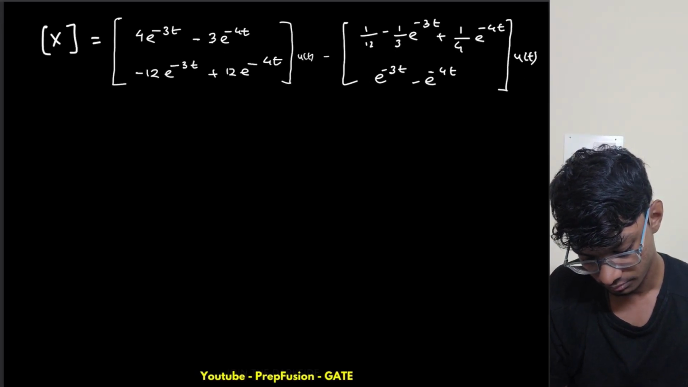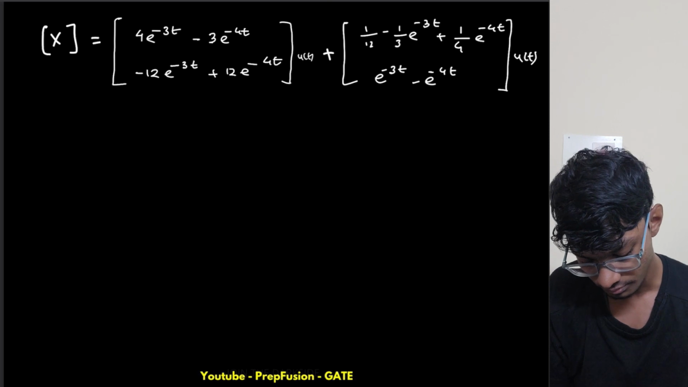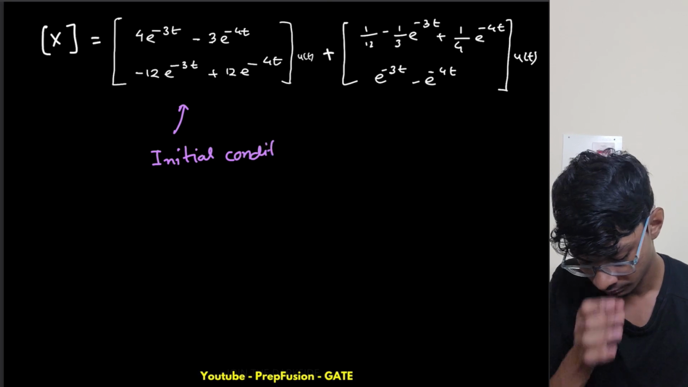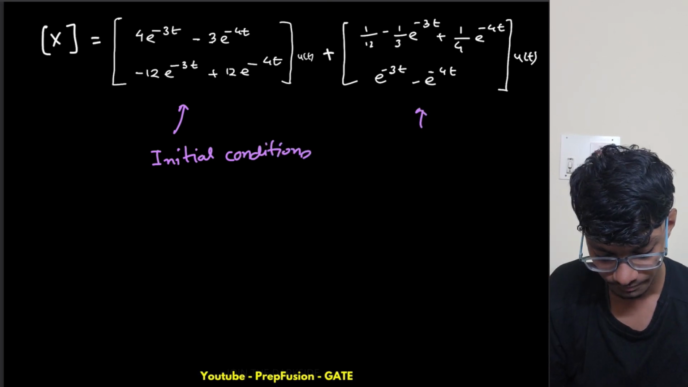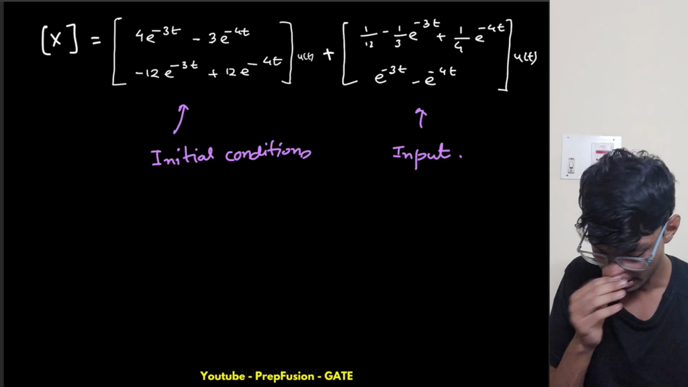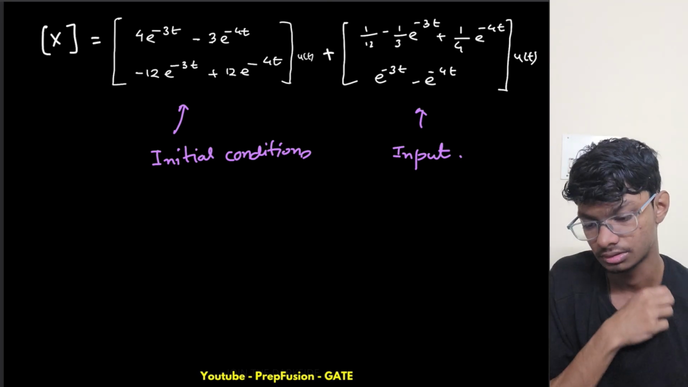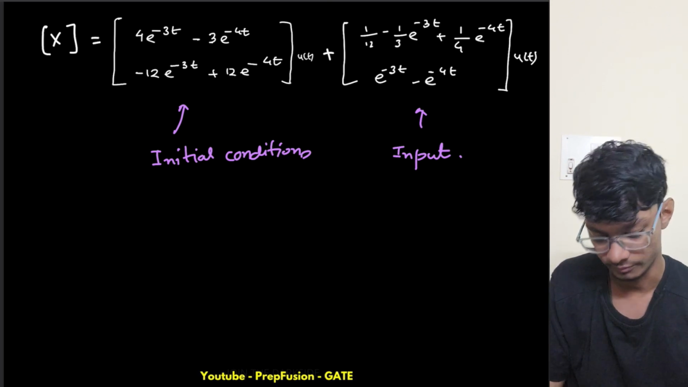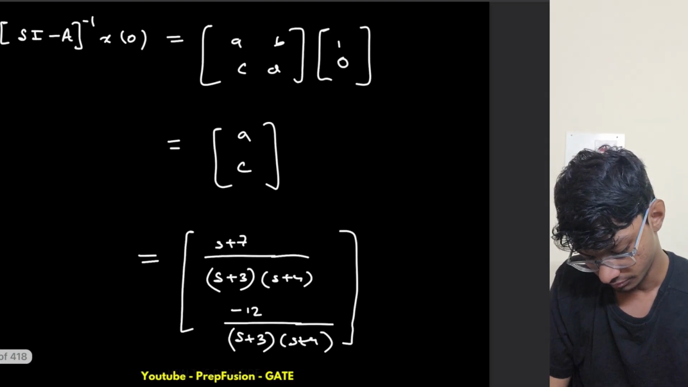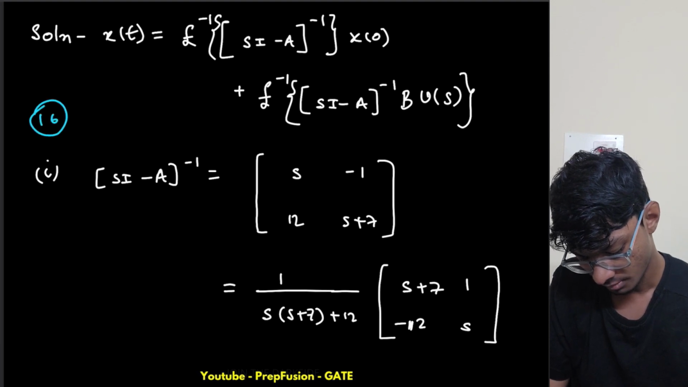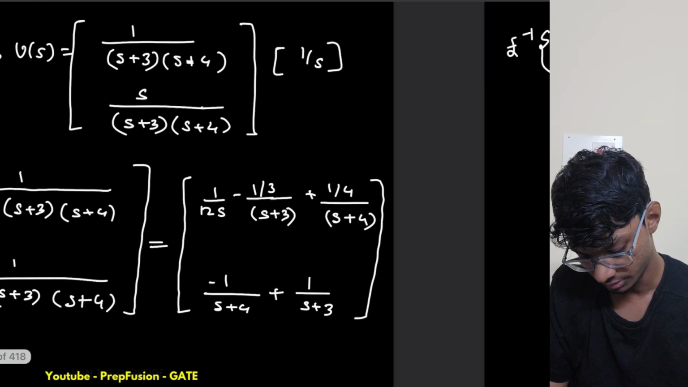This is plus. Let me make the plus bigger. So this is due to initial conditions. This is due to input. So this was basically my state matrix. Now what I'll do is find the output matrix, the output value. This was the 16th question basically. Now I'll go for the 17th question.